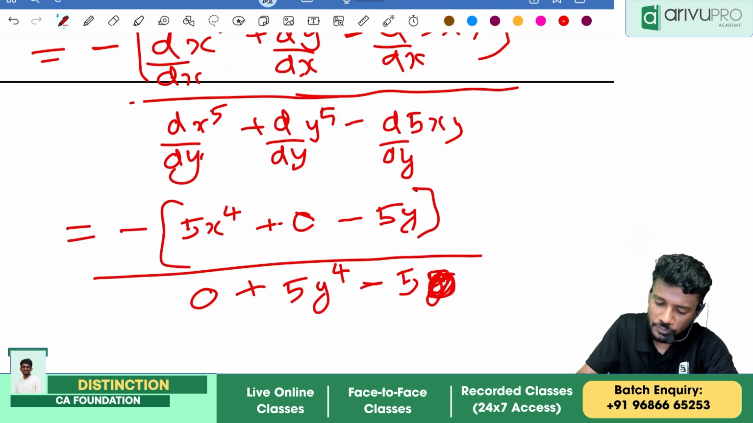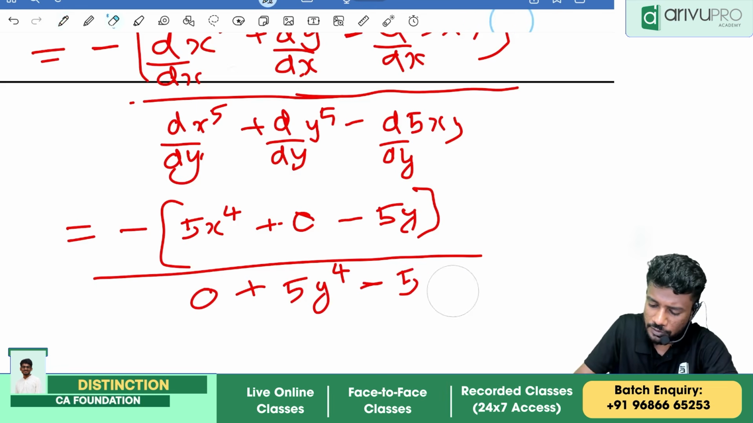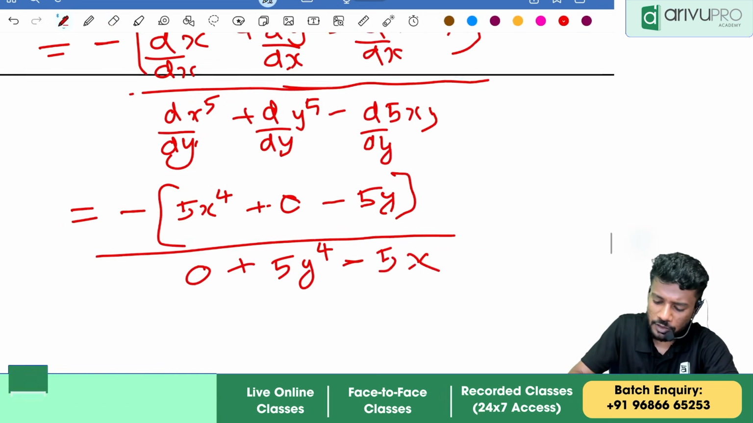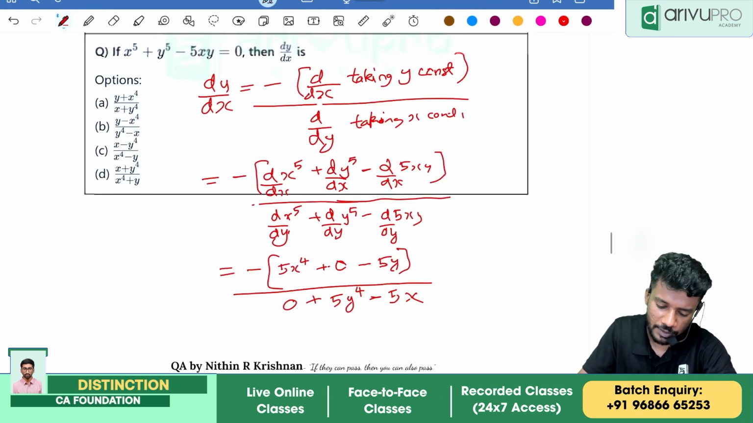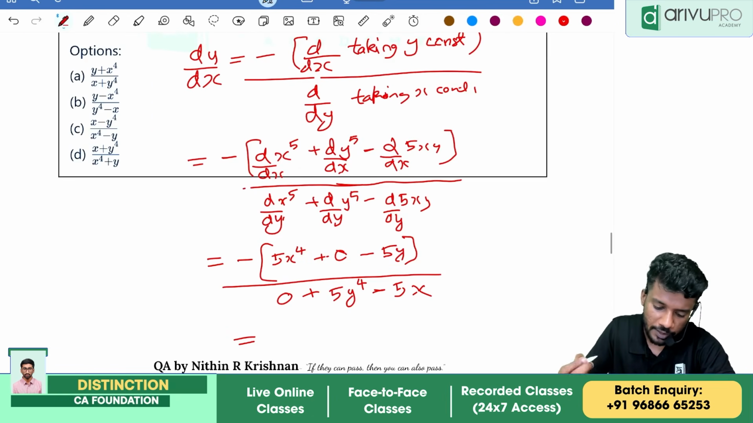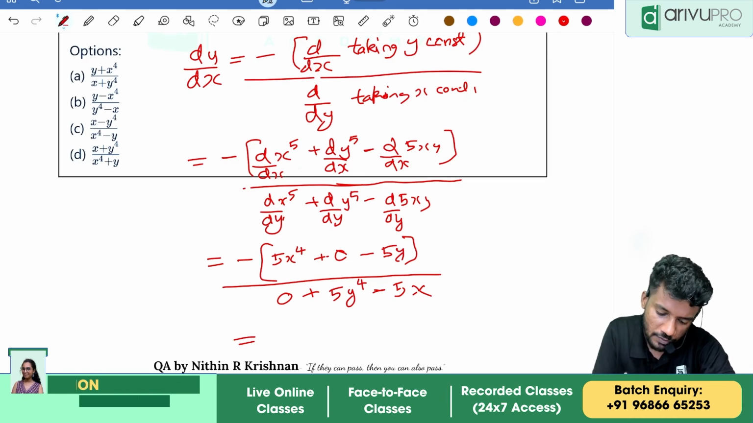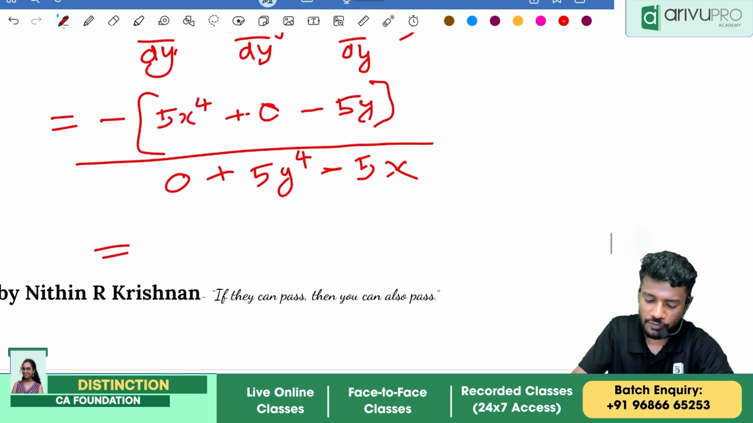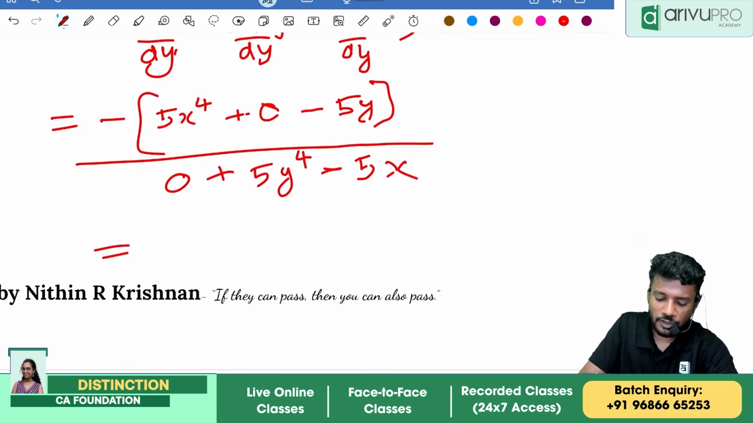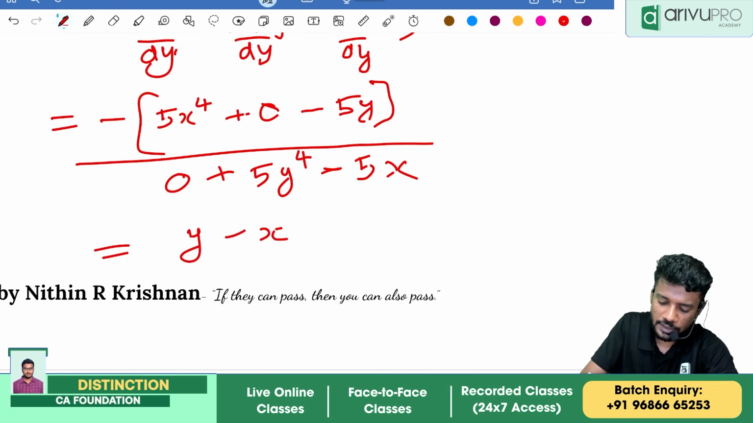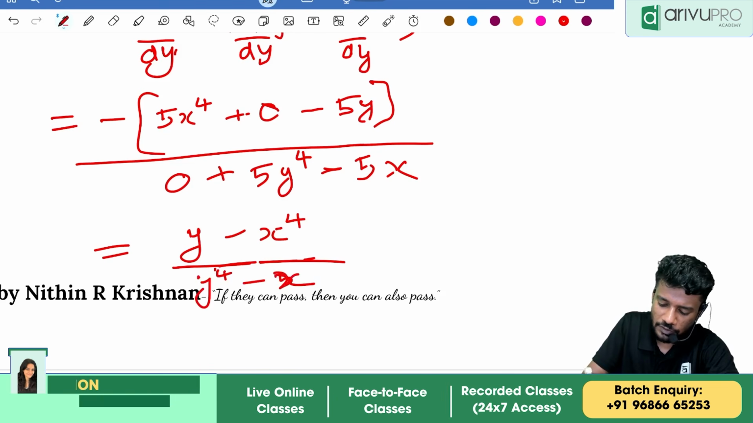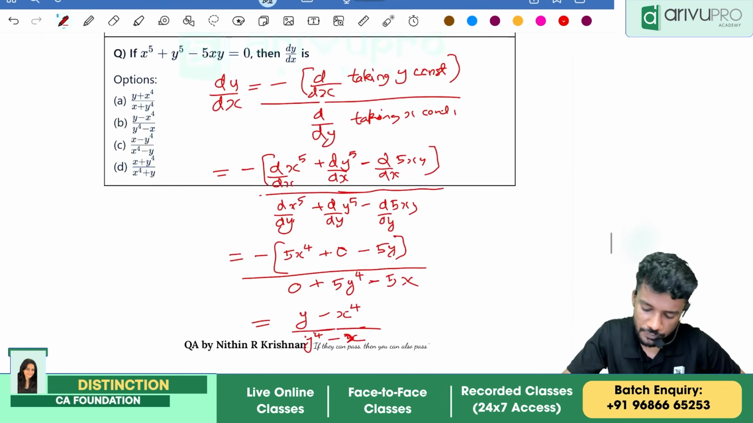Now, what is common everywhere? 5 is common everywhere, right? Take 5 common, cancel it off, and open the bracket. Everywhere it is starting with y. So 5 is taken outside and cancelled off everywhere. What is remaining? y minus x raised to 4 divided by y raised to 4 minus x. 5 is cancelled everywhere. You tell me what is the answer. Option B.